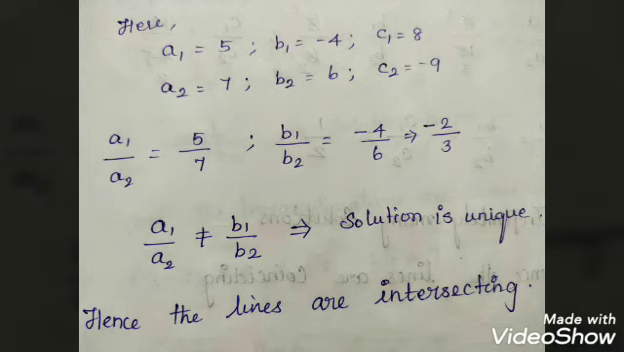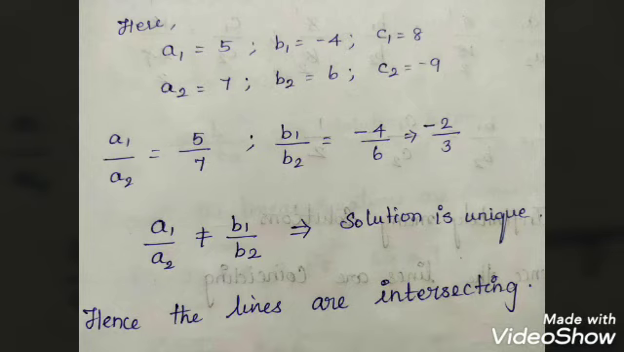No need to find it out because A1 by A2 is not equal to B1 by B2. So no need to find your C1 by C2. Not equal means we already know that it has a unique solution. So the solution is unique. Unique solution means the lines will be intersecting. Is this clear?